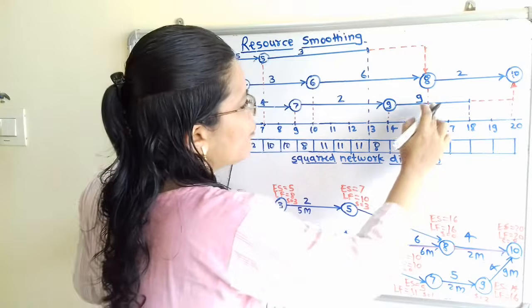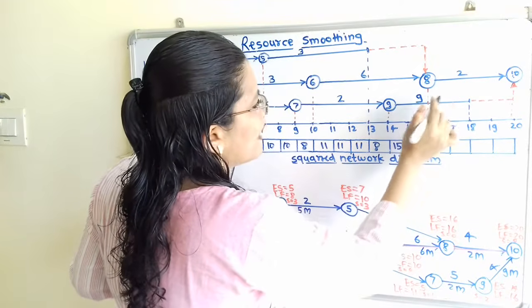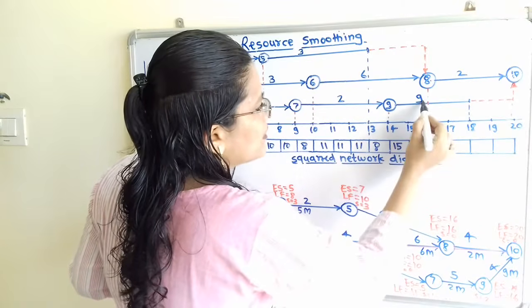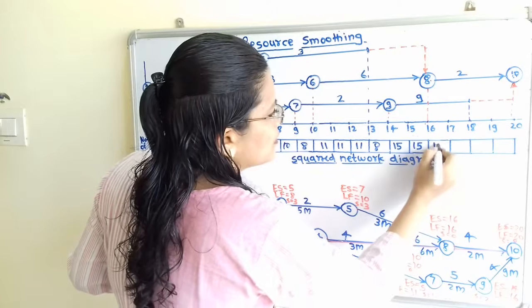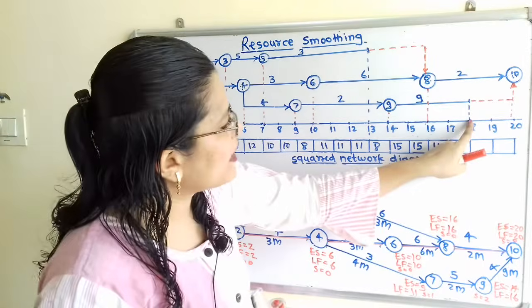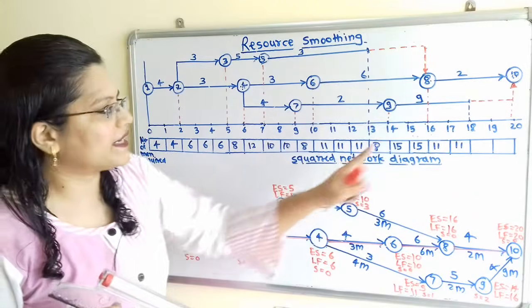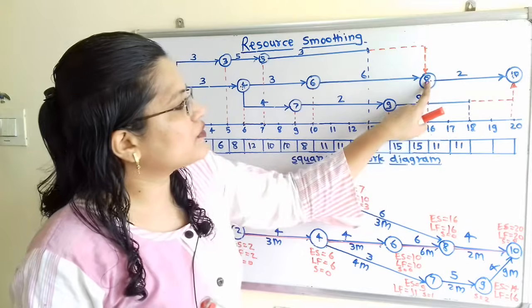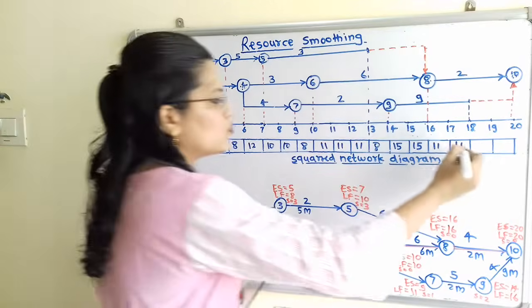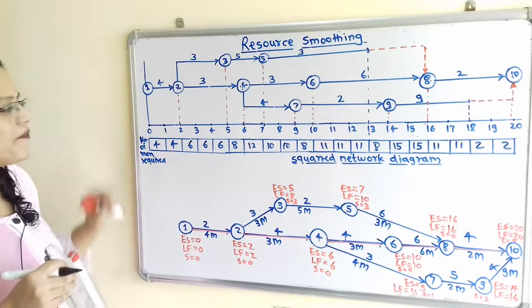Now in between this 16 to 18th, here only 2 activities, 8 to 10 and 9 to 10. So here 9 plus 2. Here is 11, here is 11. Now if we observe at the end of 18th week, this activity 9 to 10 is getting completed, and only one activity continues 8 to 10, and which requires manpower, that is equal to 2. So this is the number of men required.